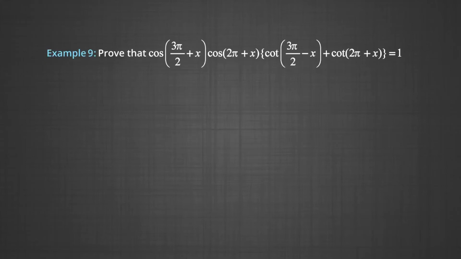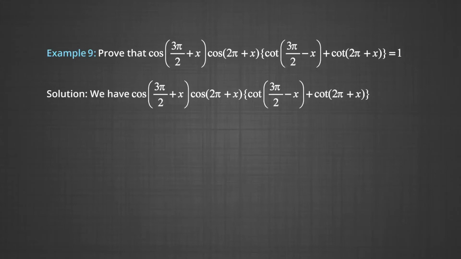In example 9, we have to prove that cos of 3 pi by 2 plus x into cos of 2 pi plus x, the whole thing multiplied by cot of 3 pi by 2 minus x plus cot of 2 pi plus x is equal to 1. We have cos of 3 pi by 2 plus x into cos of 2 pi plus x, the whole thing multiplied by cot of 3 pi by 2 minus x plus cot of 2 pi plus x.